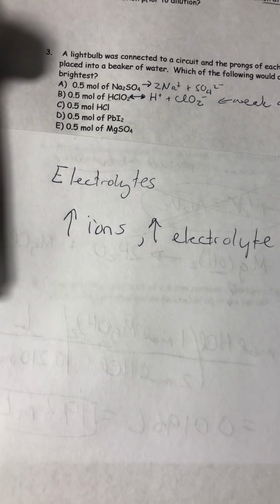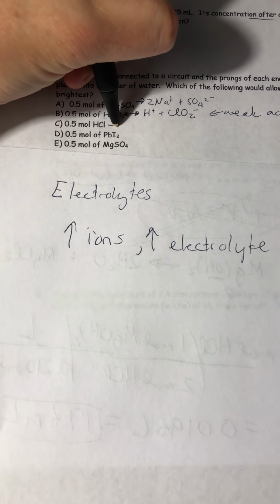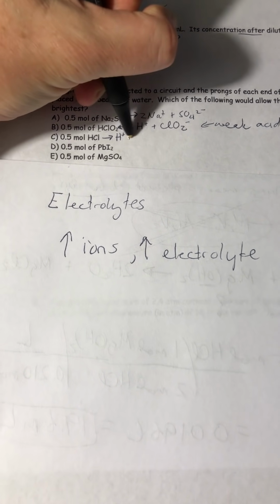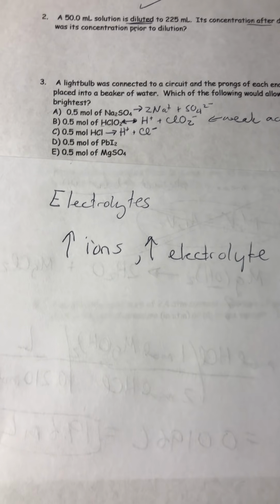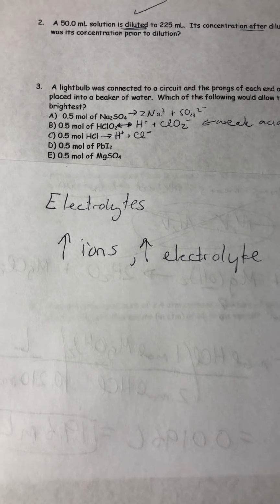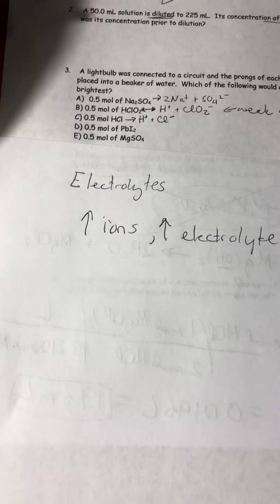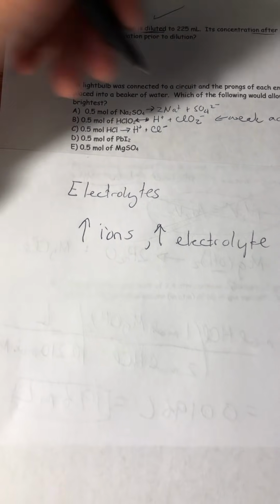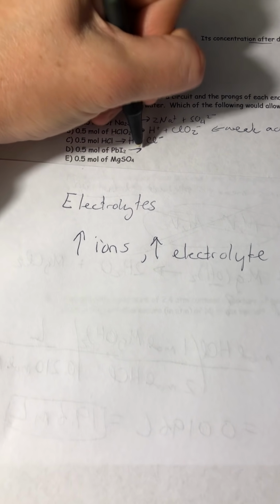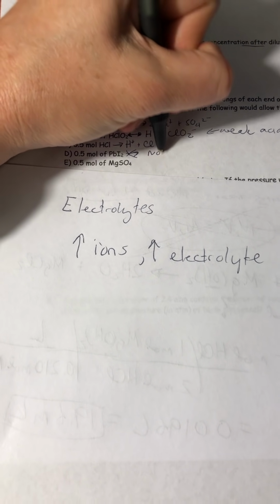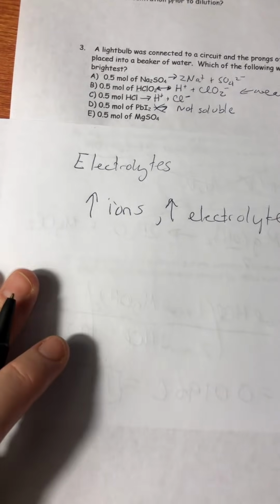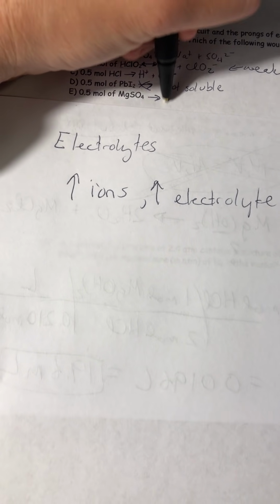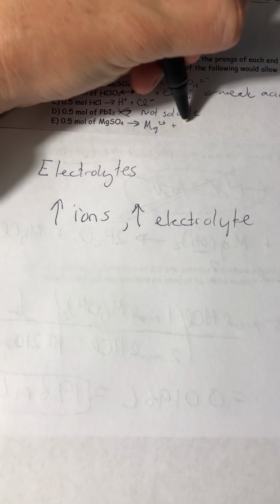Then we look at this HCl. This is a strong acid. It should break apart into H+ and Cl- ions. You should know strong acids and weak acids, or at least if it's not a strong acid and it is an acid, it's going to be a weak acid. Last but not least, we got this. This does not break down, it is not soluble. It's on the solubility rules. This guy, however, will break down into Mg2+ and SO4 2-.